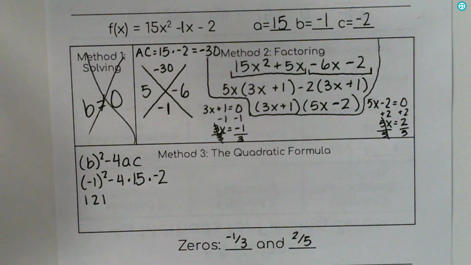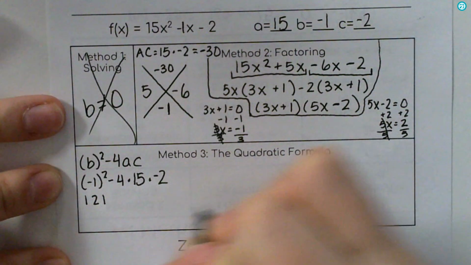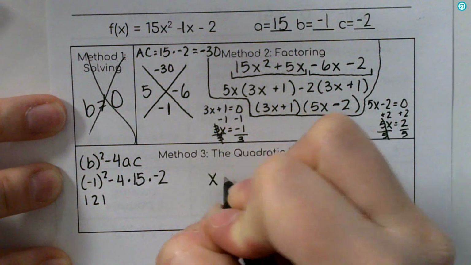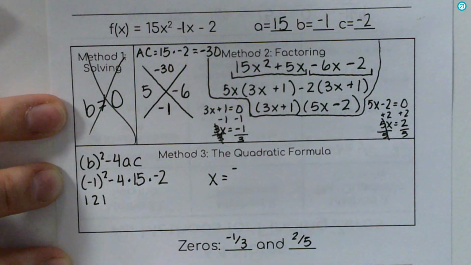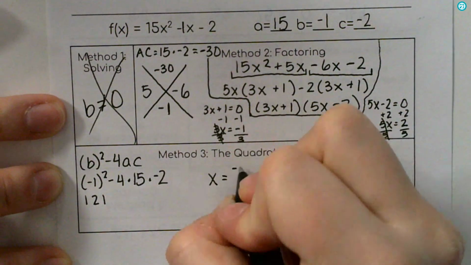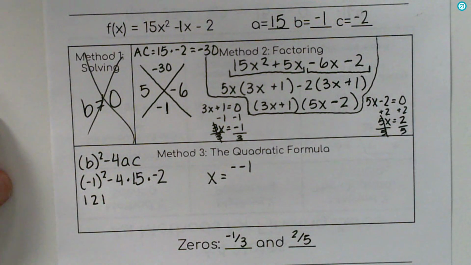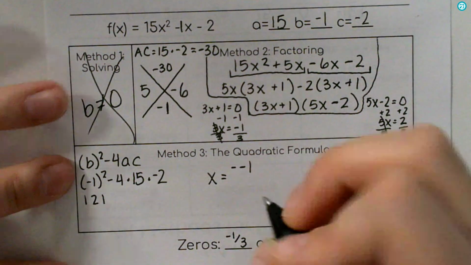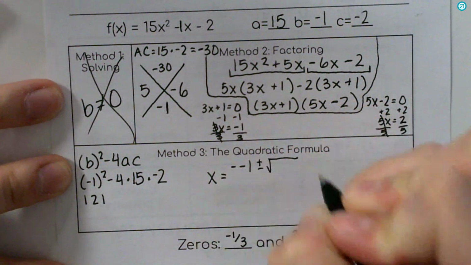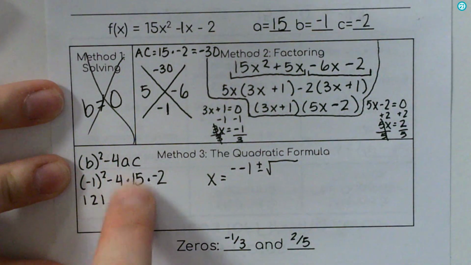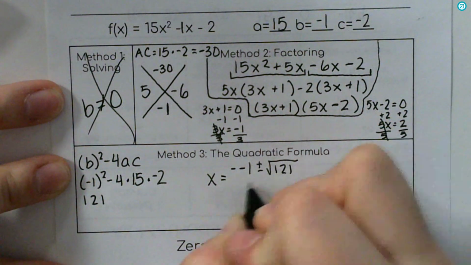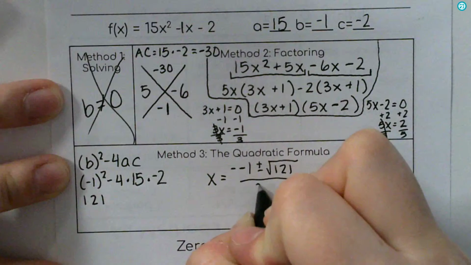Okay, then I plug that and everything else into my formula. So it's x equals negative, is part of the formula, b, and my b value is negative 1. So I now have negative 1. So if you can remember to flip it to positive in your head by yourself, do that. If you can't, I would write down both negatives so you know that they are both happening. Plus or minus the square root of b squared minus 4ac, which is 121, all over 2a, which is 2 times 15.